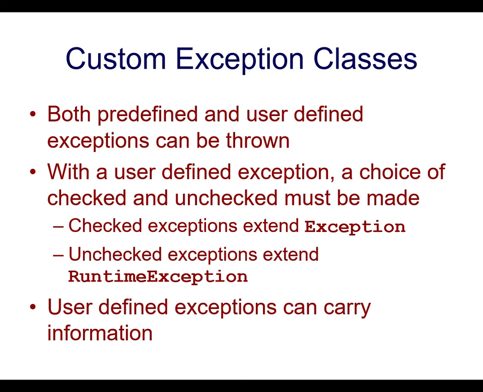Now we examine how we can define custom exception classes. Both predefined and user-defined exceptions can be thrown. If a predefined exception exists that has a name that is descriptive of the error, then using an existing class may suffice. If, however, no predefined class exists, then we can define a custom class. When we elect to define an exception class of our own, we must make the choice of whether the exception is checked or unchecked. The basis for that decision is whether we expect the error to be one from which it is possible to recover.